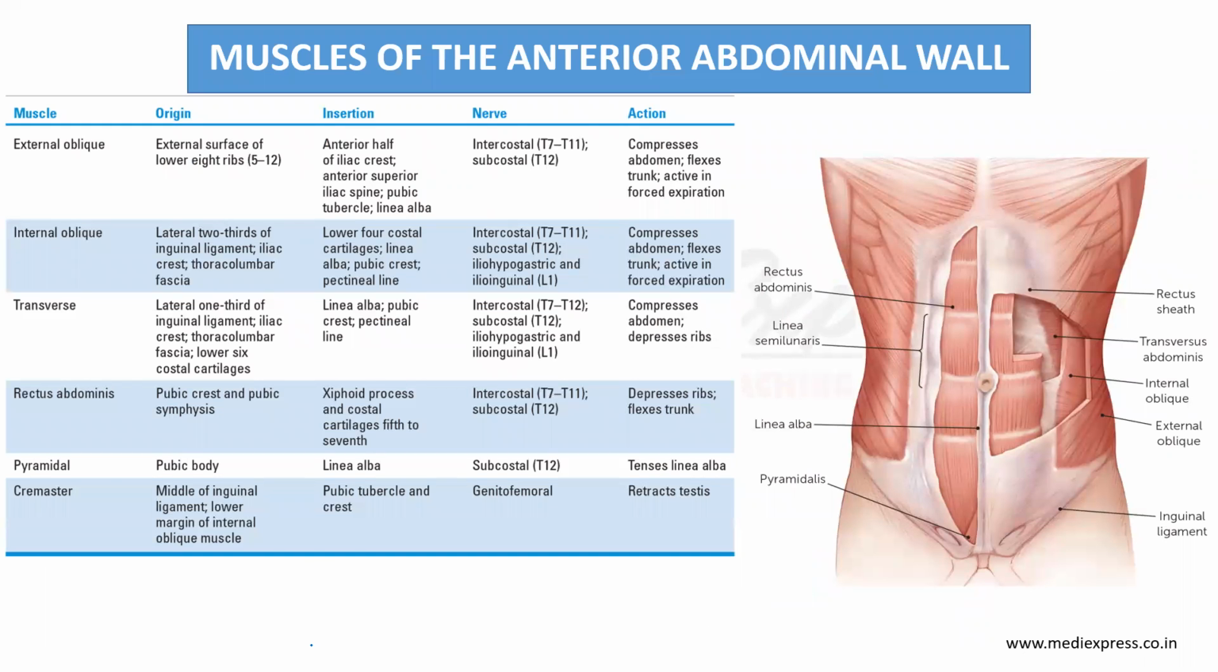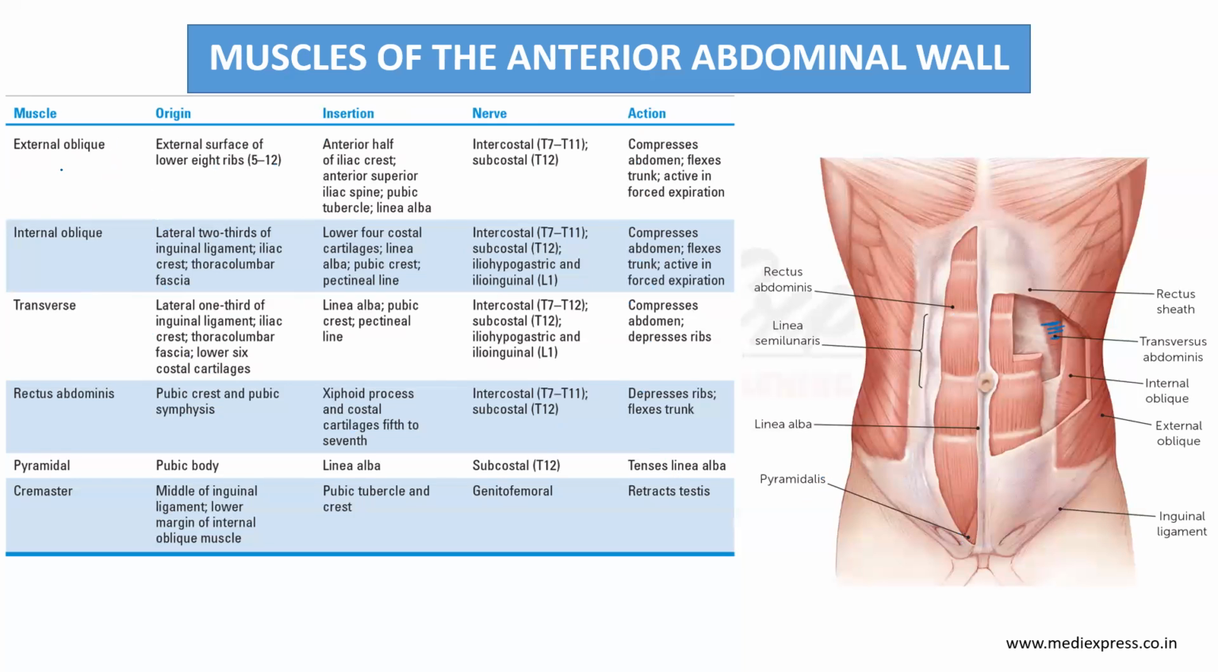Now, next one, coming to the muscles of the anterior abdominal wall. You can see these are the muscles of the anterior abdominal wall. The external oblique muscle, we have an internal oblique muscle, and then the transverse muscle. Okay, transverse is like this. Next one, we have the rectus abdominis. We have the pyramidalis, which cannot be shown here. Okay, so what is very important to know in this? In this, the important ones are the nerve innervation and the action.